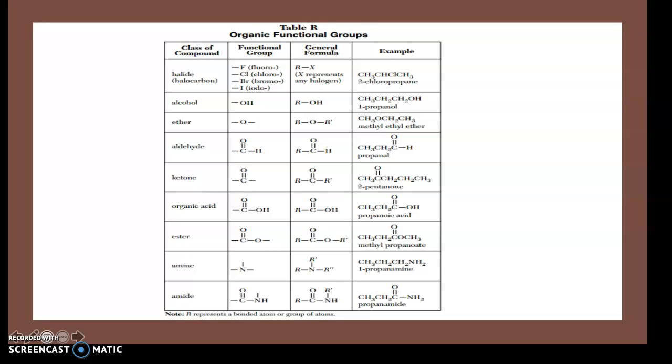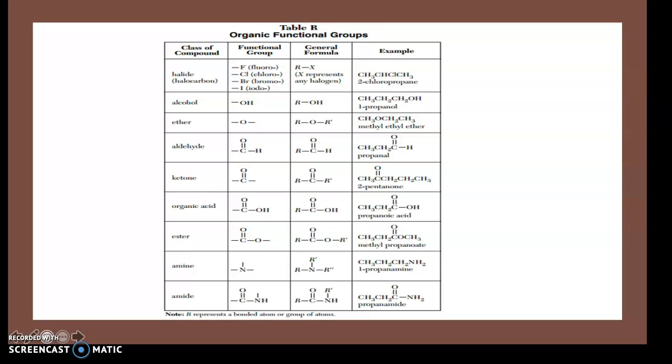Now, how do I know by just the name that I have an alcohol, an OH functional group? Very easy. The end of my name, instead of ending in an E like it did in alkane, alkene, alkyne, is going to end in OL. So I'm going to have an O. That's how we get methanol. That's how we get ethanol. That's how we get propanol. All of that.